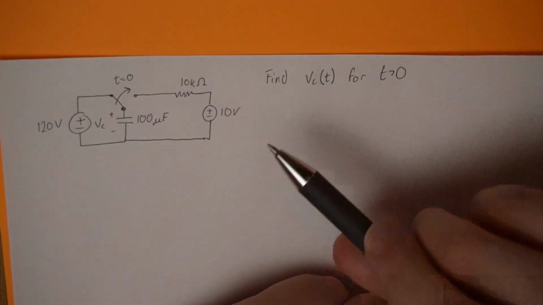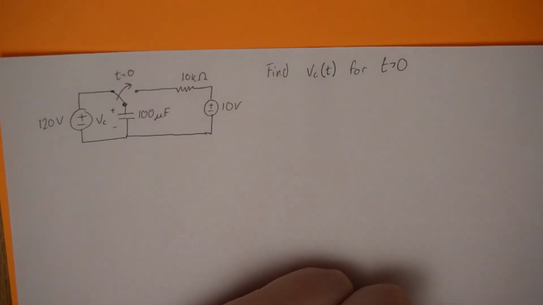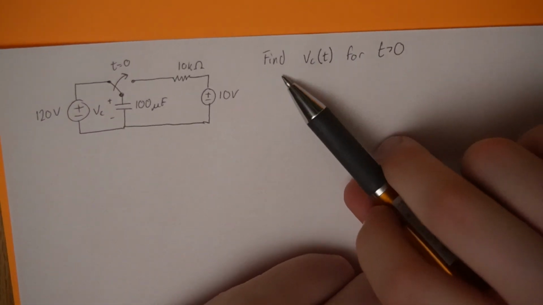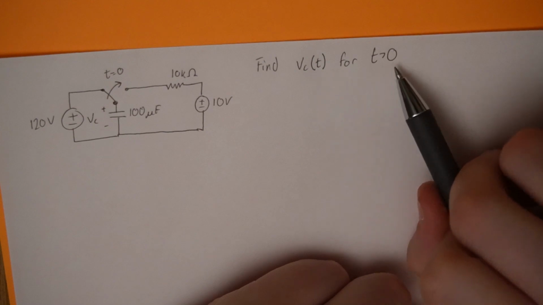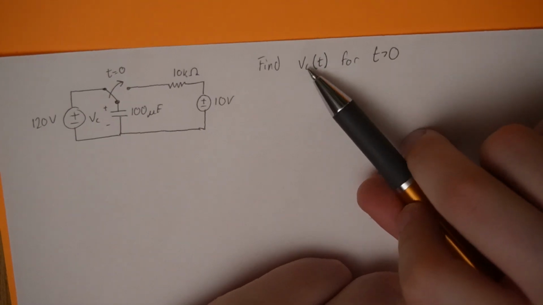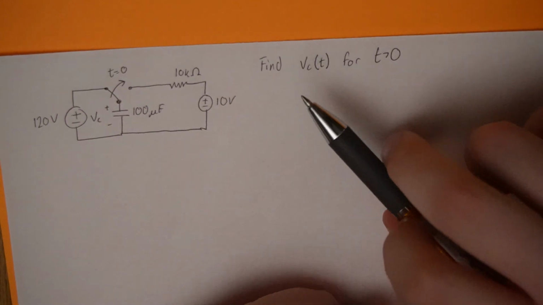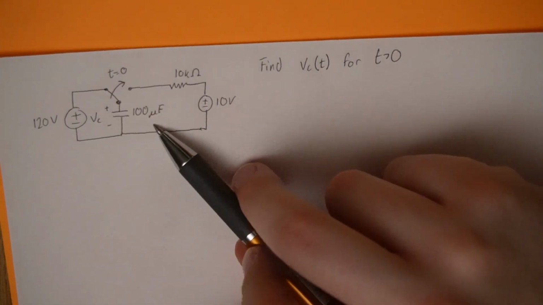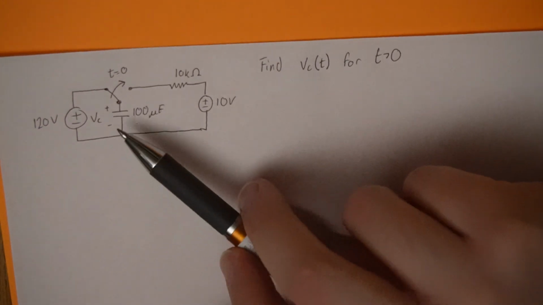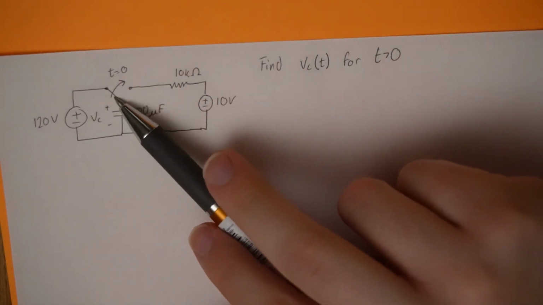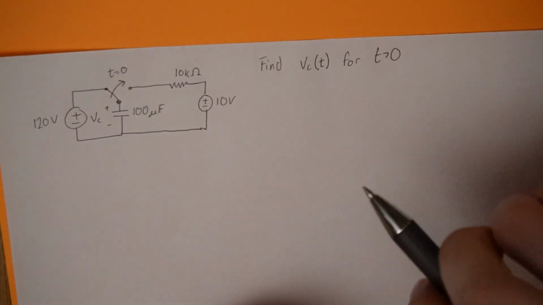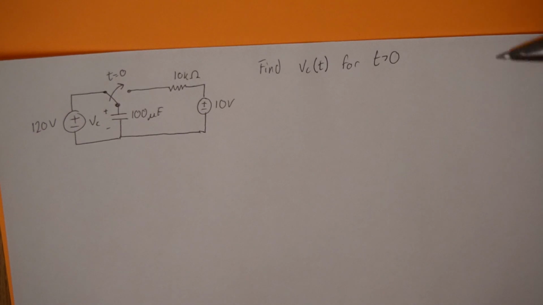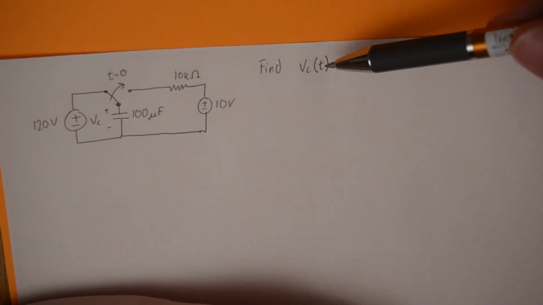So here I have a circuit I just came up with like 2 minutes ago, and I just gave a simple prompt: find VC of t for t greater than 0. So VC indicates we want the voltage across a capacitor, and it's a 100 microfarad capacitor. We see there's a switch, and it goes from this position over at t equals 0. We have 2 voltage sources, but the basic gist of the problem is we want to find VC at t.